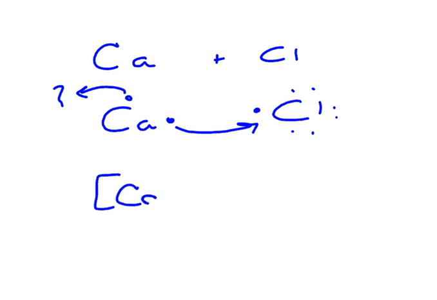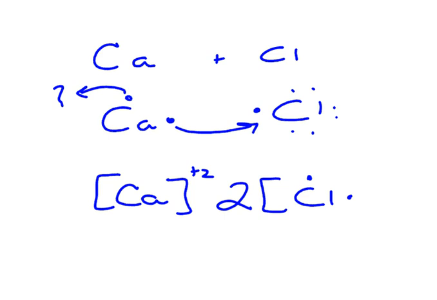So the 1 calcium loses both valence electrons to have a charge of +2, and we require 2 chlorines, each with their 7 valence electrons, each gaining 1 from the calcium to get a -1 charge. So again, even though I needed a 1-to-2 ratio, because this is an ionic compound, I'm using square brackets and showing charge.